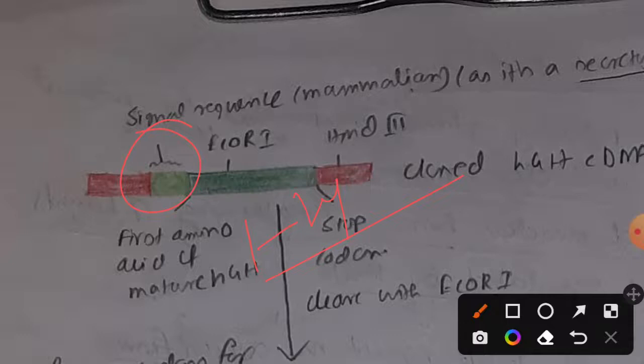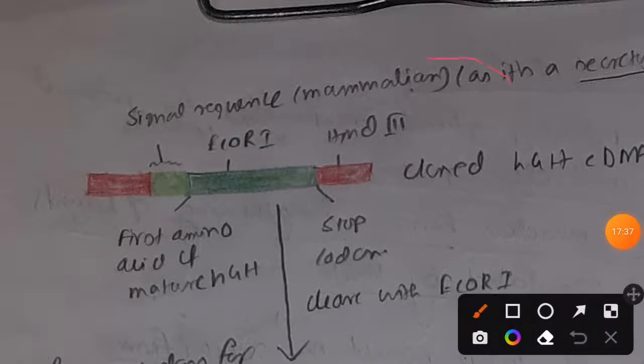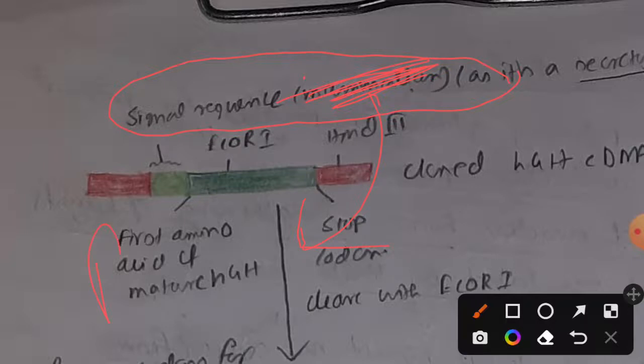Because don't forget that E. coli is a gram negative bacteria, and in gram negative bacteria there is a presence of periplasmic space, right? So if we are incorporating a signal sequence which is not for mammalian, in this case, but for bacterial, so the E. coli cell will consider the human growth hormone as a secreted protein, and as a result it will secrete it into the periplasmic space.